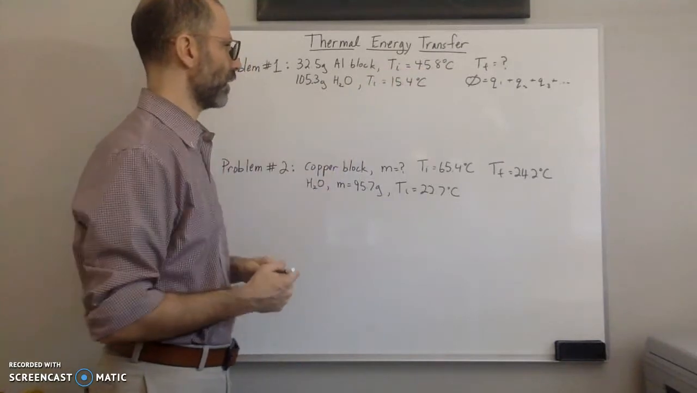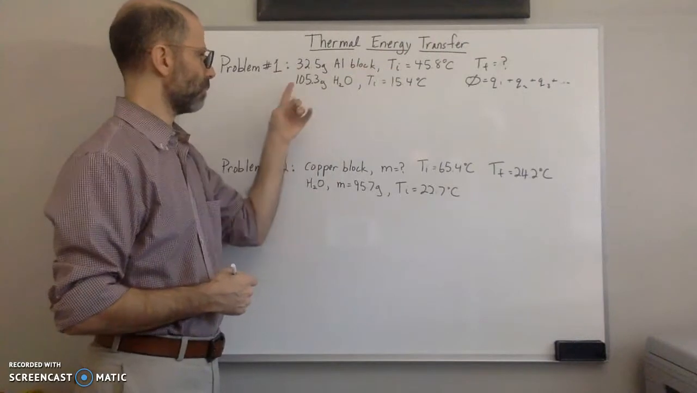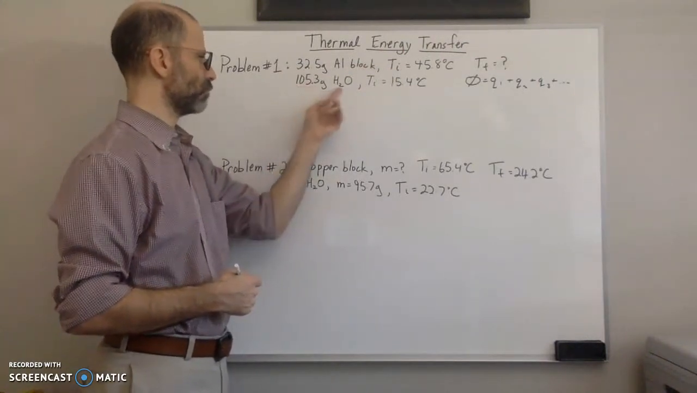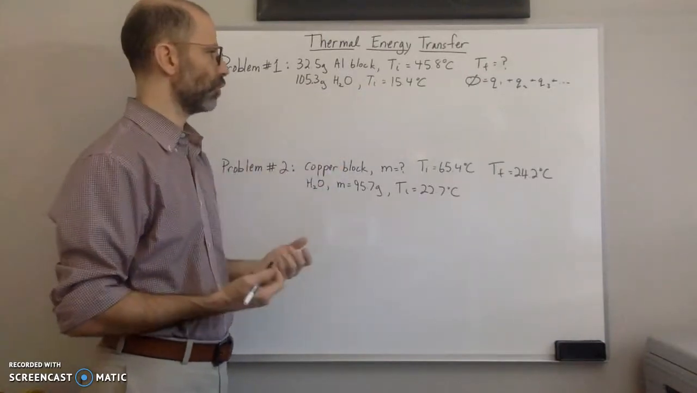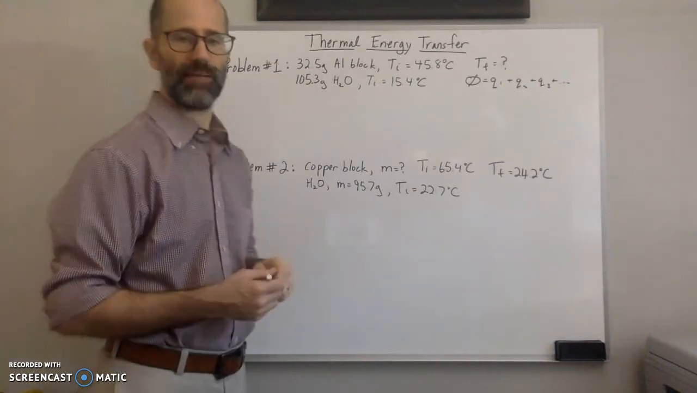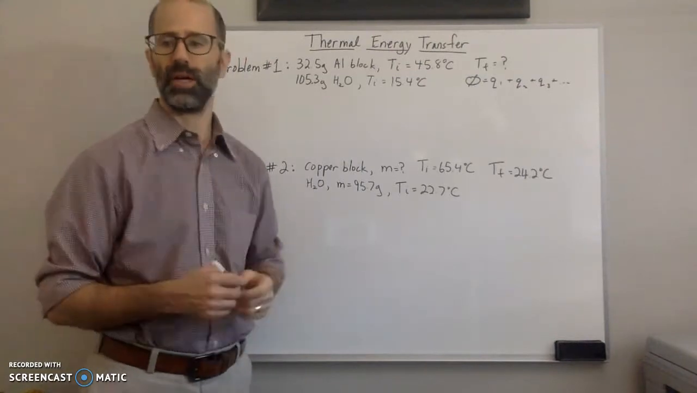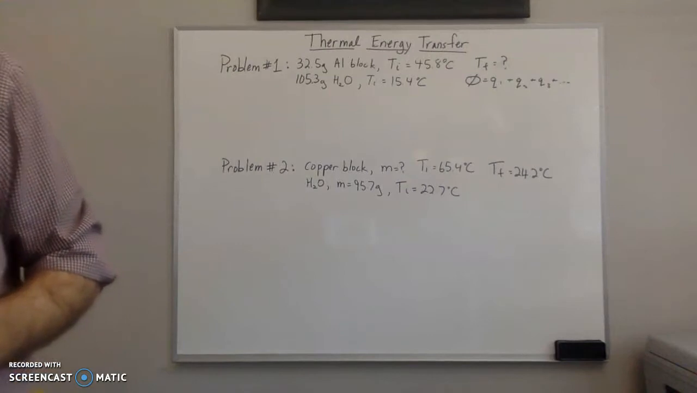Okay, so in this problem, you have a 32.5 gram aluminum block, and you're given the initial temperature of 45.8 degrees Celsius. You then are going to take this block and put it into water. So you've got 105.3 grams of water, and the initial temperature of the water is 15.4 degrees Celsius. The information they give you is the specific heats of the water and the block. So let's write that down as well.